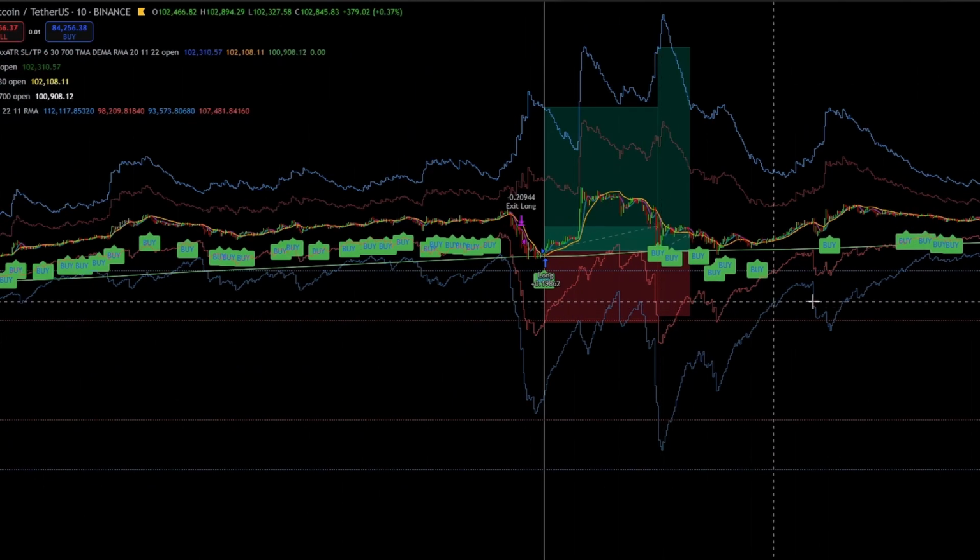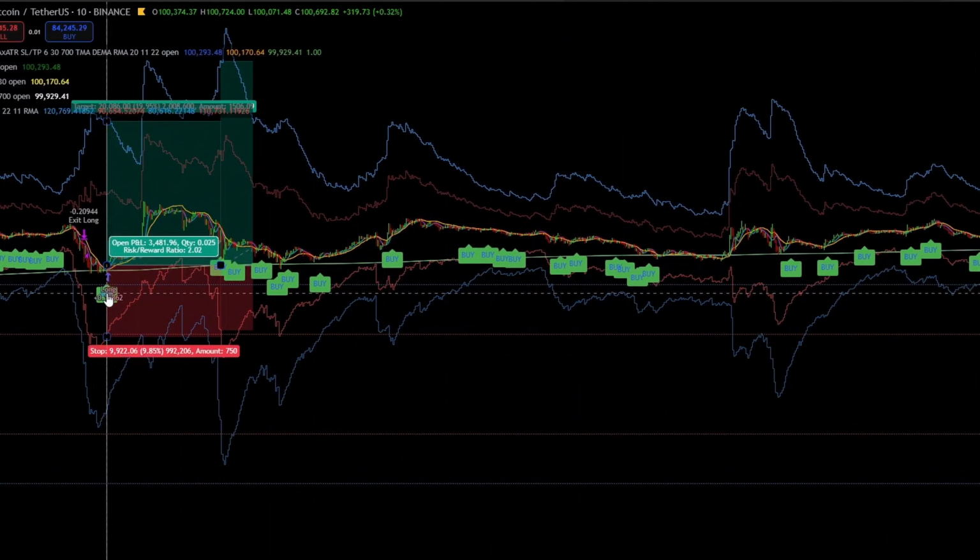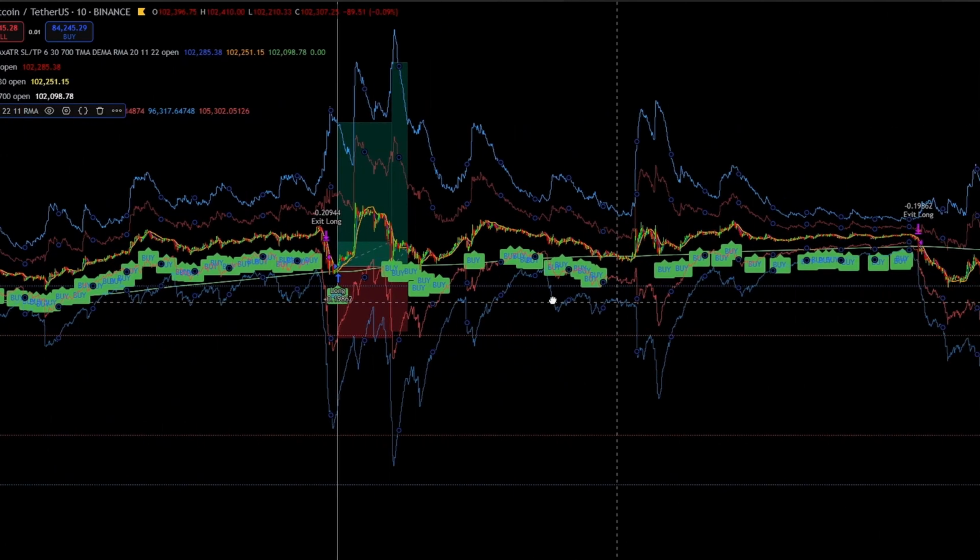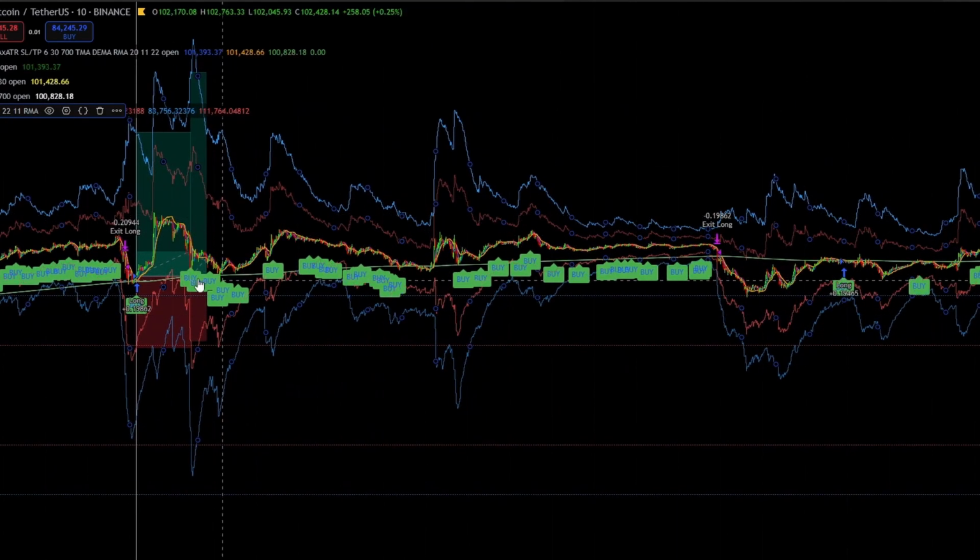Let's see how the trade ends. So here was the entry. That's where the long entry is printed. Where is the exit? And it's there.